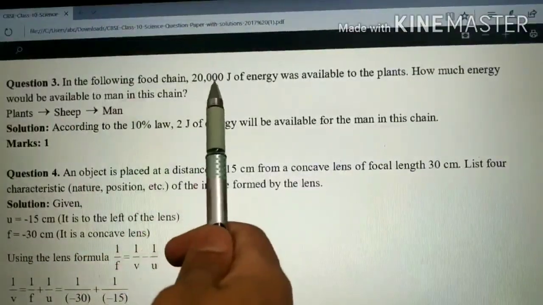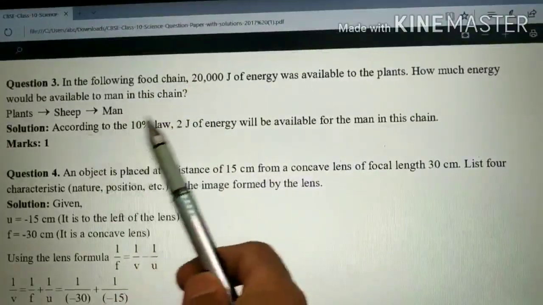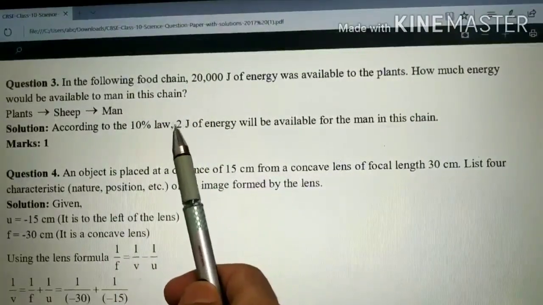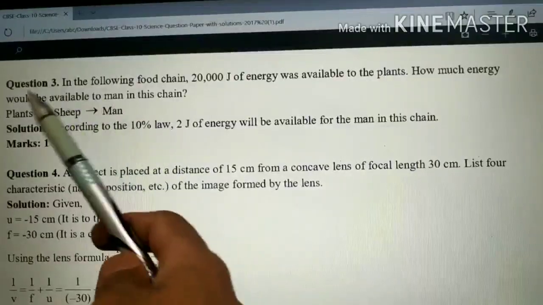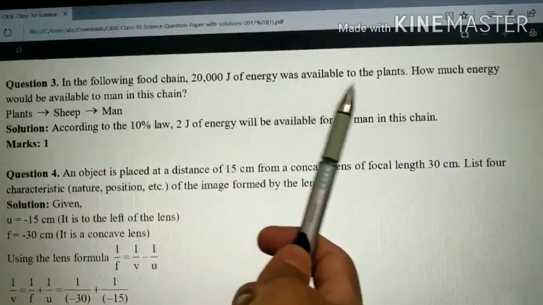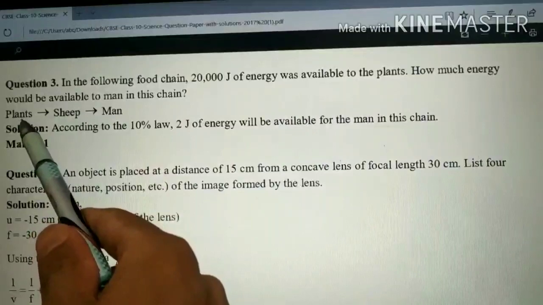Then for the man, again 10%, we get 200. The answer is 200. Okay, so here the food chain: 20,000 joules is available to the plants.